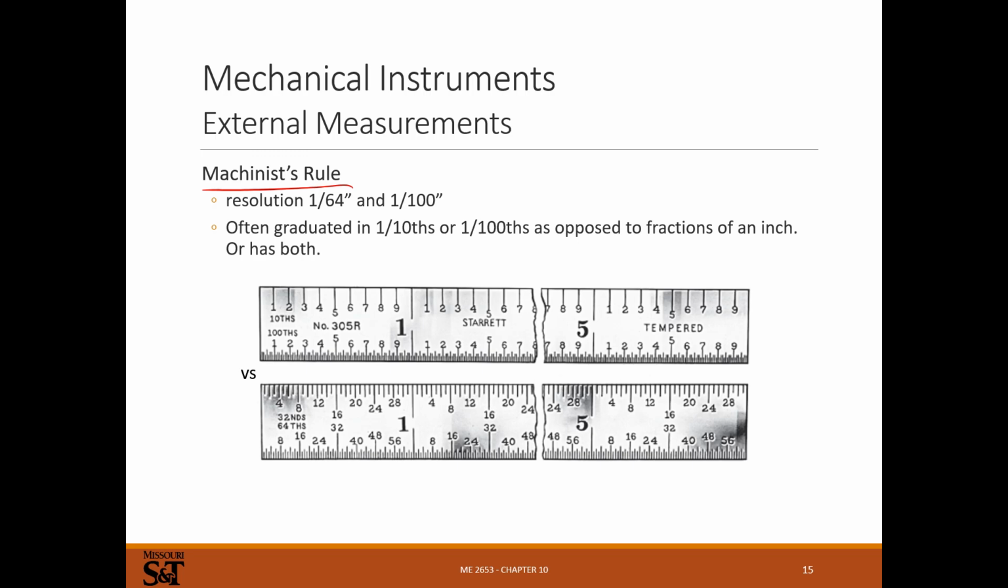These can have different resolutions. 64th of an inch is common. 100th of an inch is common too. I've got a 24-inch 100th of an inch Brown and Sharp rule. That's sort of my go-to rule for measuring things.